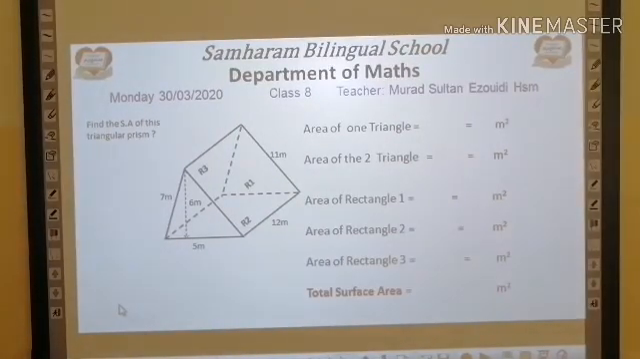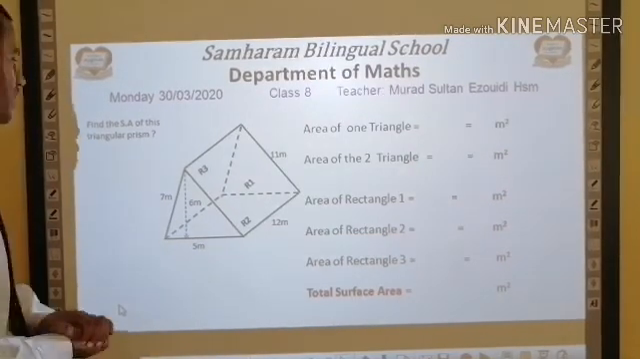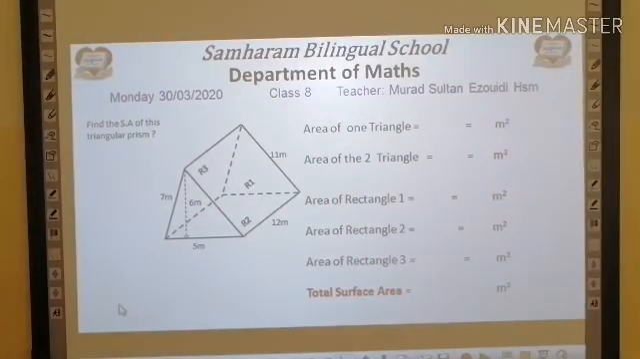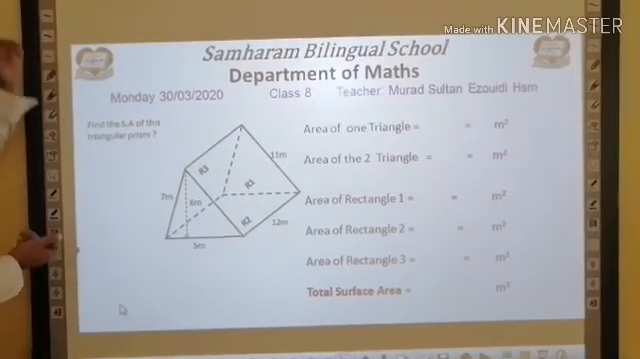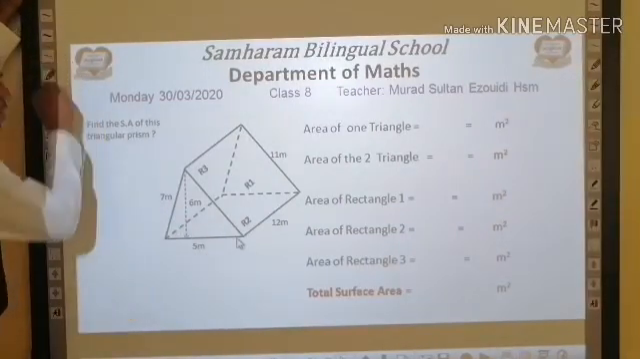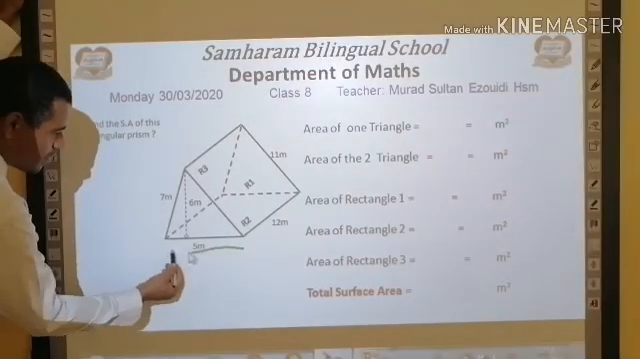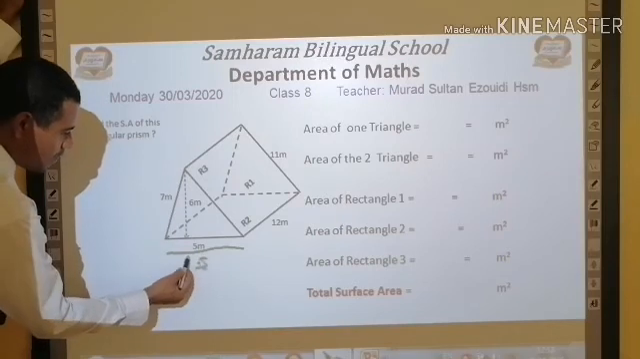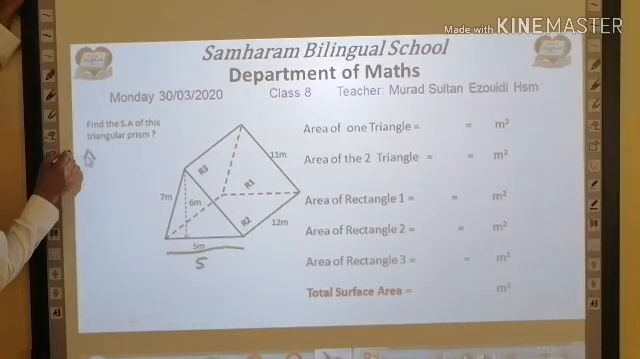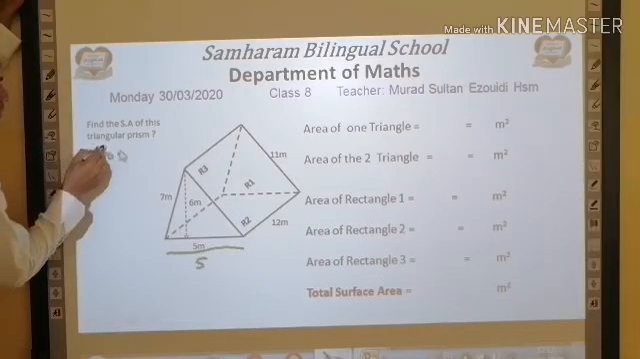Let's do it. Here we have a triangular prism. We'll try to work out its surface area. Okay. First of all, I will try to work out the area of the first triangle. This is the first triangle. This is 5. The base is 5, multiplied by the height is 6. So the area of a triangle.